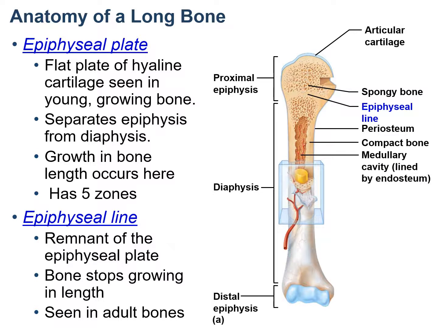When a person becomes an adult, that means all the growth has occurred in the length of the long bones, the epiphyseal plate disappears. It changes into an epiphyseal line. So the epiphyseal line is actually a remnant of the epiphyseal plate because the bone has now stopped growing in length. All of the growth has already occurred. So in an adult long bone, you would see the epiphyseal line, while in the bone of an adolescent or a person who was still growing, you would see the epiphyseal plate.